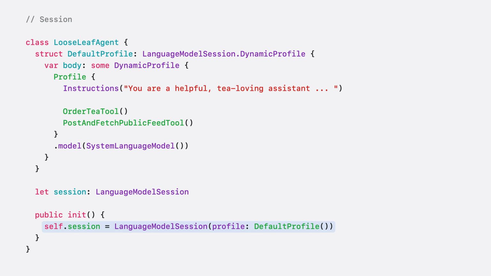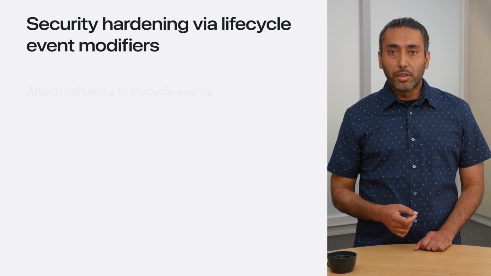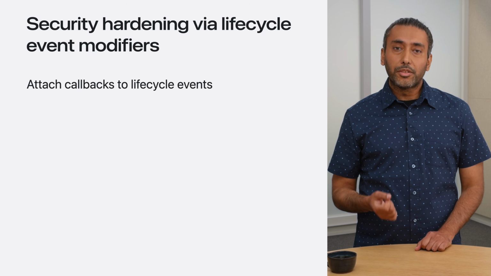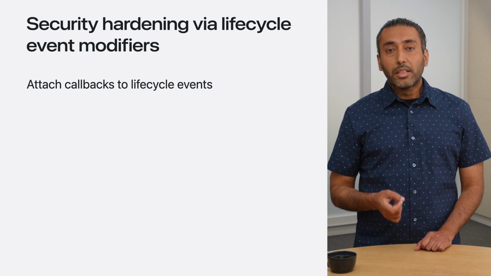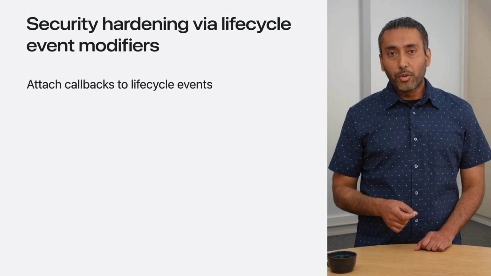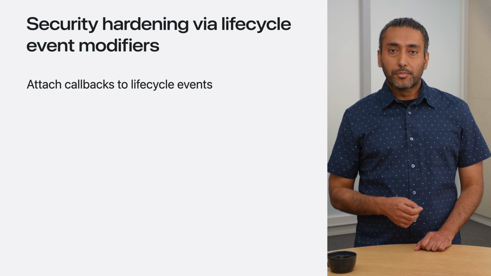Now that we have a basic agent, we will inject our security policy. To do this, we'll use lifecycle event modifiers. These modifiers are callbacks that deterministically trigger at certain lifecycle points in a session execution. Thus, we can use these lifecycle events as checkpoints to implement security policy. We'll look at two of these modifiers now.